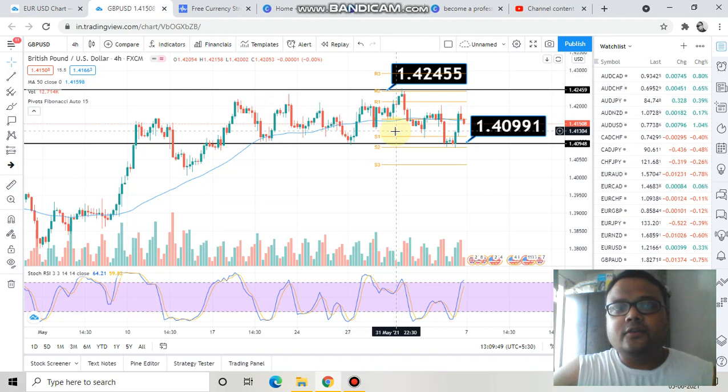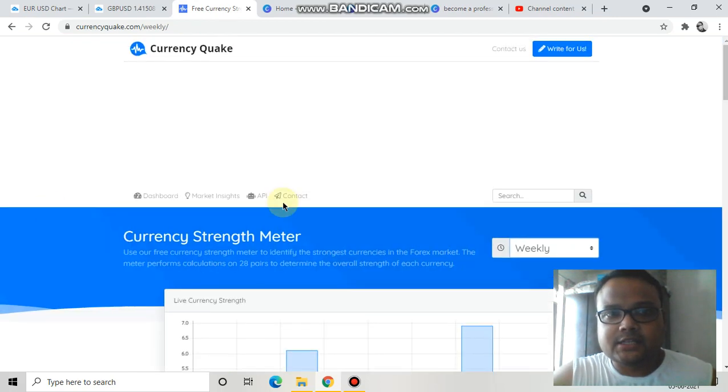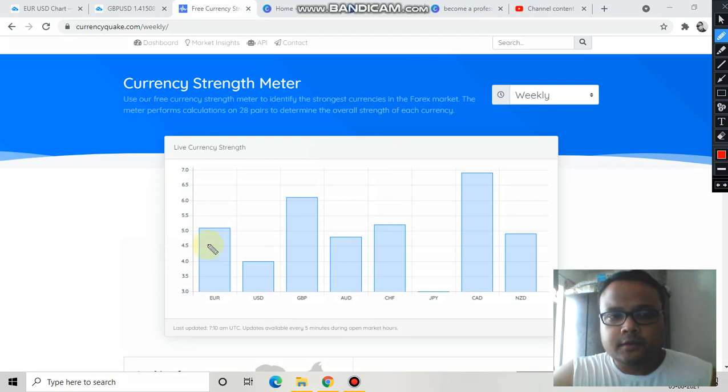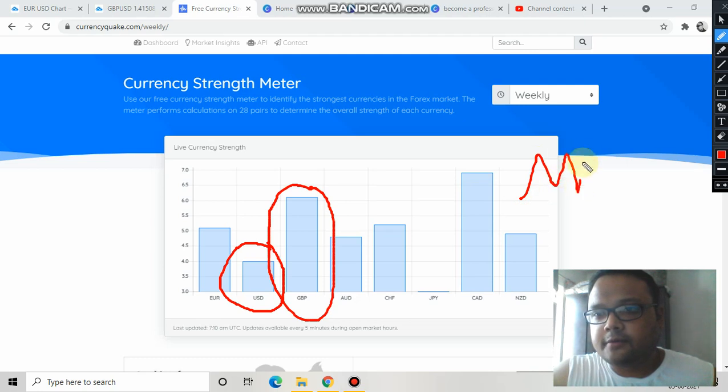Generally market stays in a range, or market is unable to break a range, whenever currency pairs act like this. This is the currency strength meter. Right now I'm on the weekly instead of daily because I want to show you the bigger picture. This is the weekly currency strength meter. You can see here GBP is very much bullish and very much positive, and USD is also positive. Whenever two currencies are positive and of almost equal strength, then we get a sideways market.